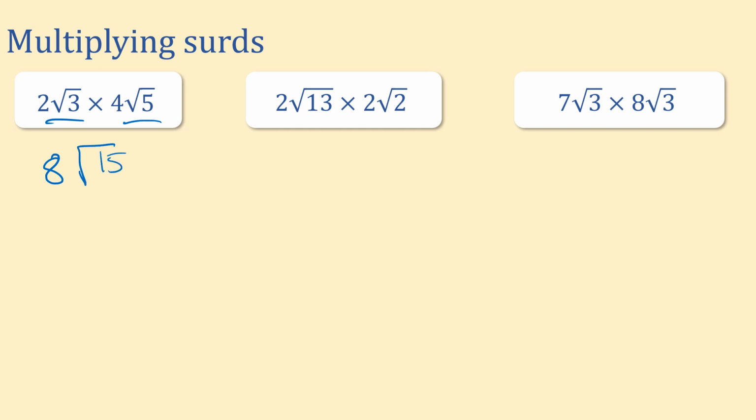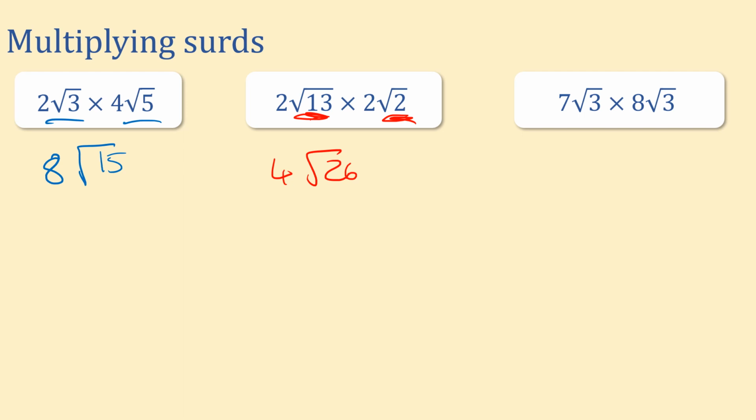Okay, so on the second question, 2 times 2, still the whole number parts, is 4. Then deal with your surd parts. Root 13 times root 2 is root 26. What we need to do with these, by the way, is just check we can't simplify these down any further. Are there any square numbers that go into 26? No, so we're done.